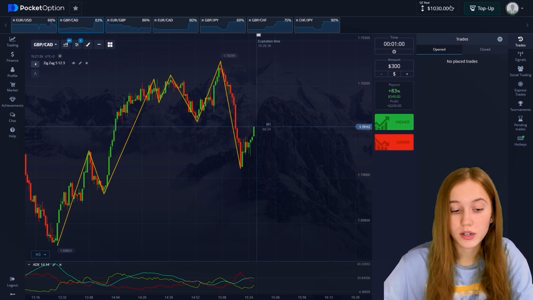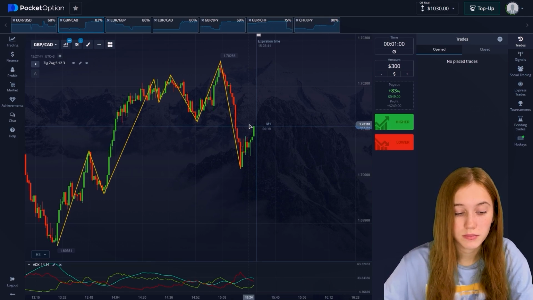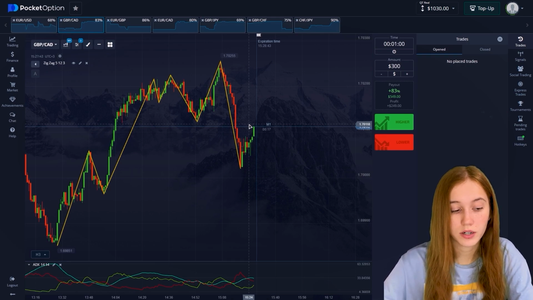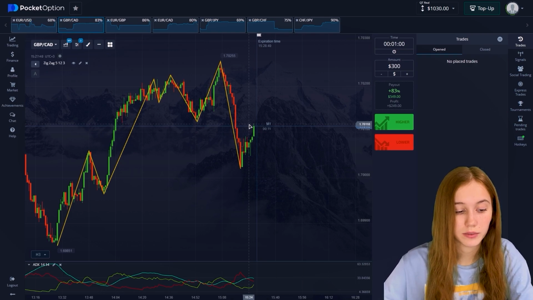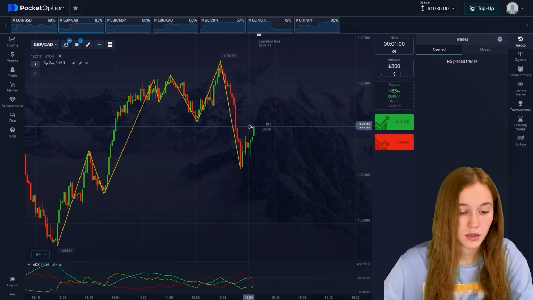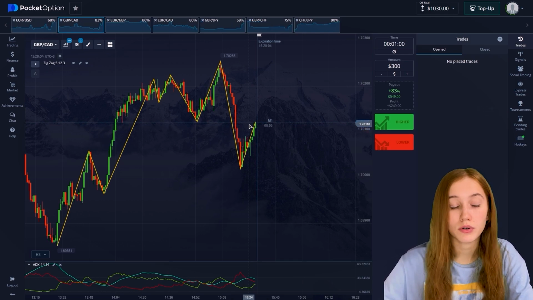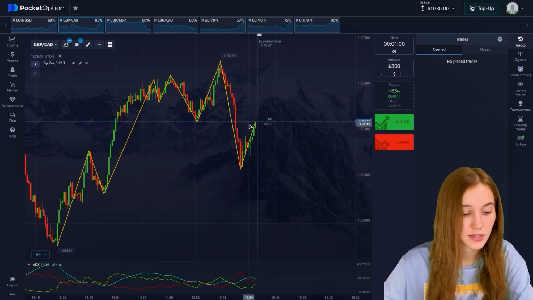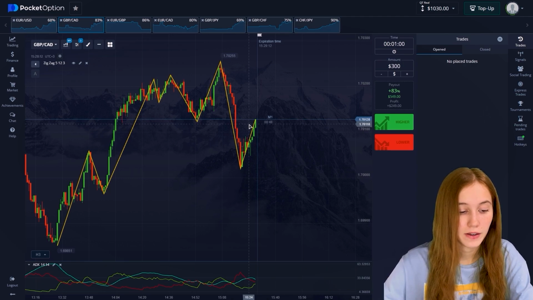Our balance increased almost 10 times. It was $100 at the beginning, and now there are more than $1,000. This is very cool. So this was the last concept pair. As I said, we traded with 10% of our balance. It's safer, it's better for beginners to trade this way.